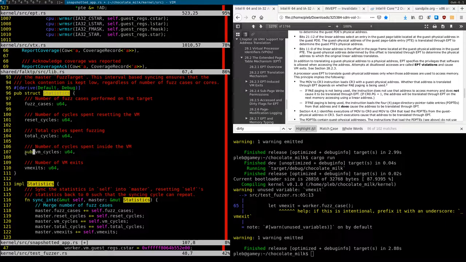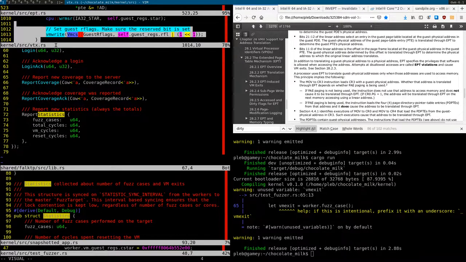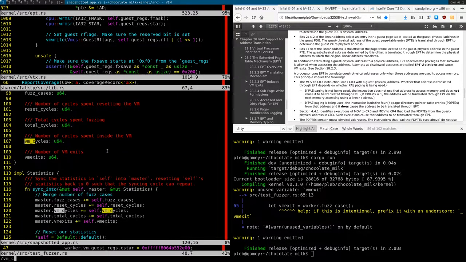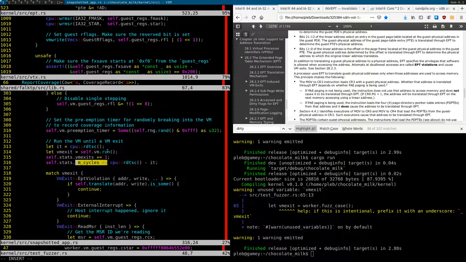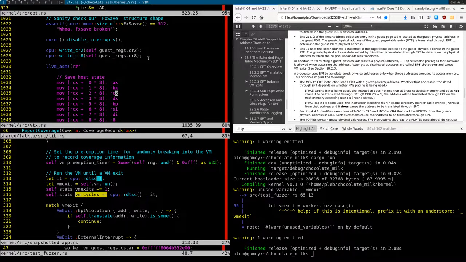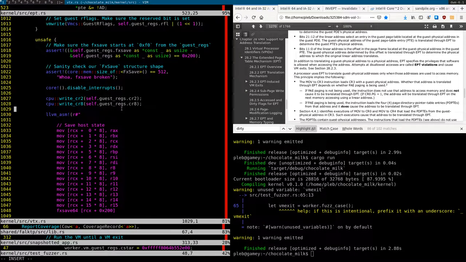We'll make VM cycles pub, and then we'll pass that into the VM stuff. Actually, we'll just return that out. VM cycles plus equals. So we do that down here. We record the time in the VM, but we're going to go even tighter. We're going to go right around here. So this is going to be right before we enter our assembly to context switch into the VM.